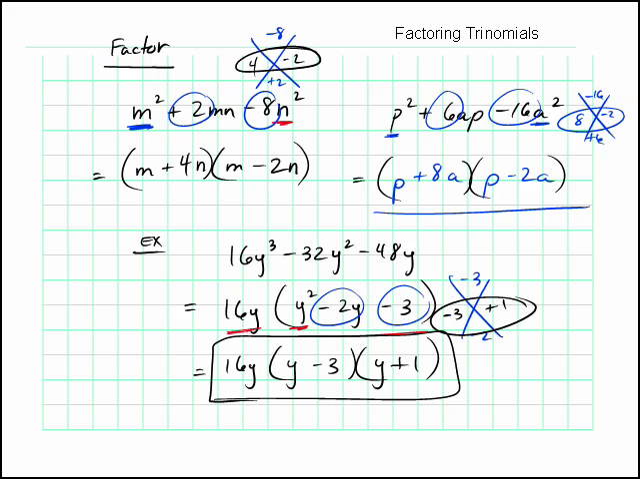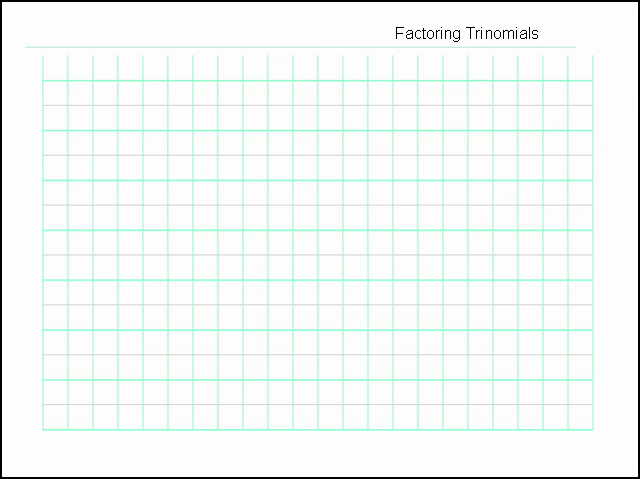Okay. Now let's look at trinomials of the form ax squared plus bx plus c, where a is not 1. In other words, we have a leading coefficient other than 1 in front of the x squared term. We handle these a little bit differently than what we've been doing. Here's one way to factor them. I call it the trial and error method. We'll start with 3x squared plus 7x plus 2.